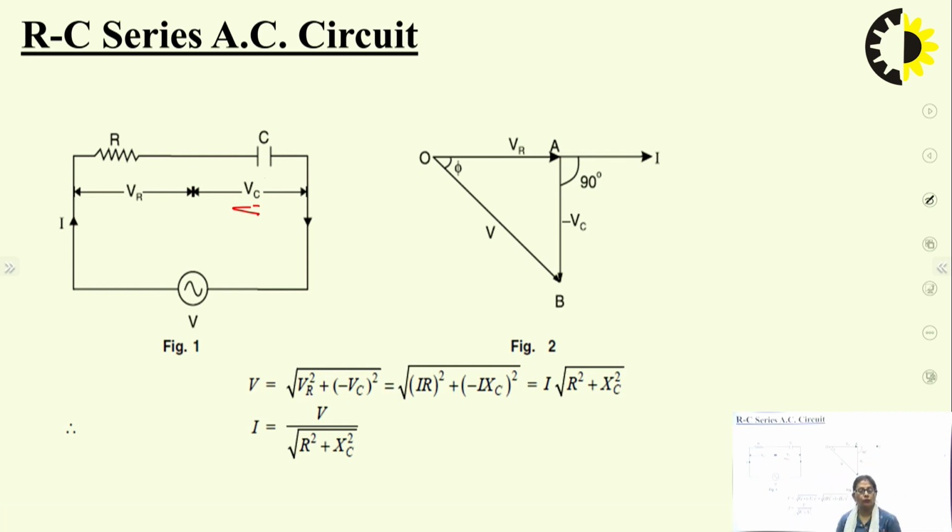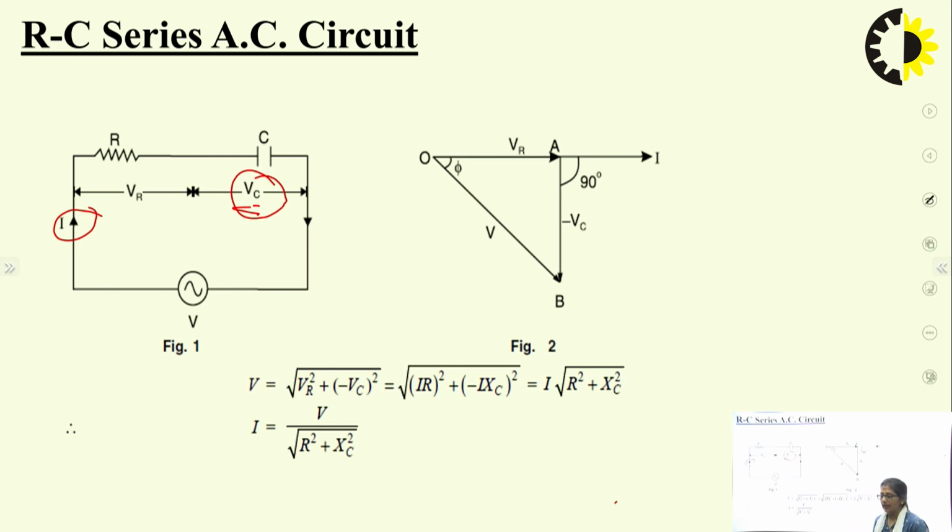What about VR? How to place VR? VR must be in phase with current, so that is in phase with current, VR. For VC, for a purely capacitive circuit, what have we learnt? The current will lead the voltage by 90 degrees. Current should lead, that means the voltage should lag. So, I will make VC downwards, lagging the current by 90 degrees, and this gives me the resultant.